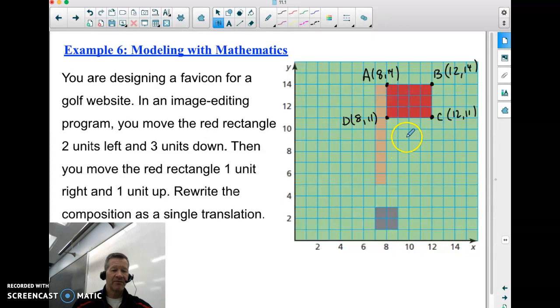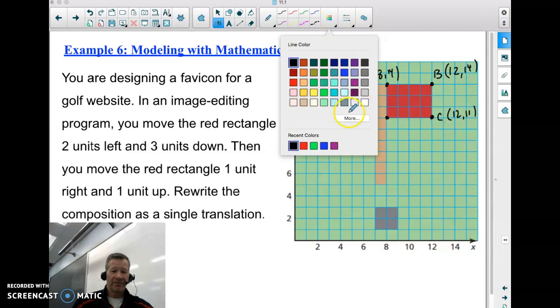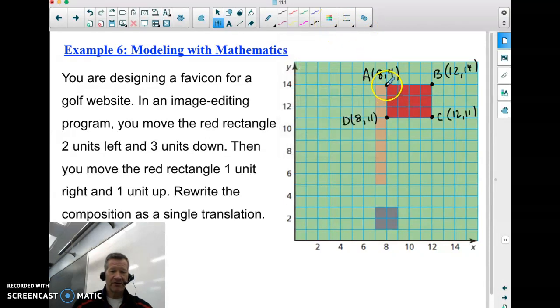Now, I want to move that rectangle 2 left and 3 down, right? So let's take every point, let me grab blue now, and move each point 2 left and 3 down. So if I take (8, 14), and actually let's just do it with 1 point, 2 left and 3 down, that would be right here. And so now my point A is, where is that? That's (6, 11).